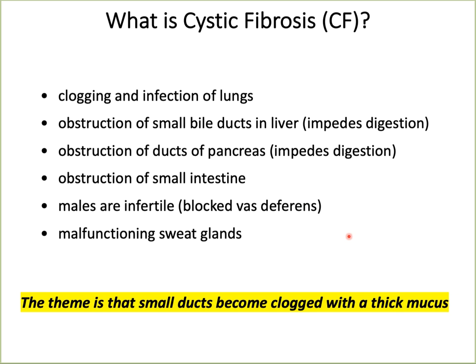So here are some characteristics of cystic fibrosis. The primary cause of the disease is the production of thick mucus that clogs the lungs, which can lead to infection and pneumonia. There is obstruction of the small bile ducts in the liver, the ducts in the pancreas, the small intestine, and vas deferens, and also malfunctioning sweat glands, all due to the production of thick, gluey mucus. Basically, all the small ducts and glands in the body become clogged with thick mucus.